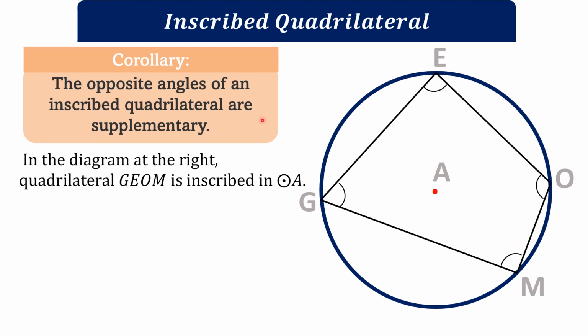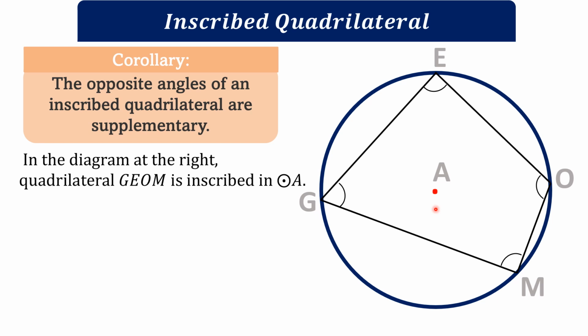Under the corollary, the opposite angles of an inscribed quadrilateral are supplementary. Let's take this figure as an example. In the diagram at the right, quadrilateral GEOM is inscribed in circle A.